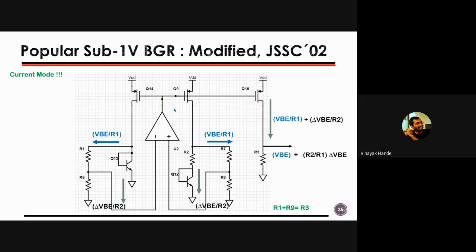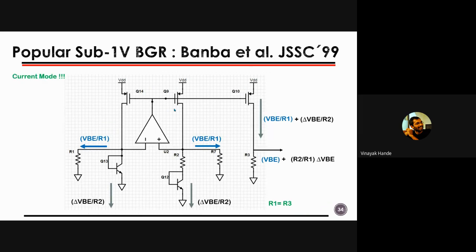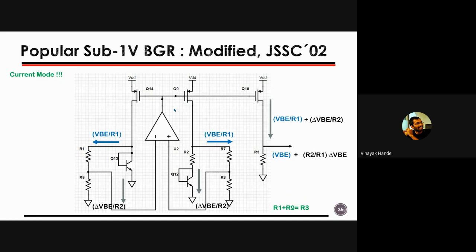Another thing is that Banba's architecture was modified further in JSSC 2002. What people have done is, you can see the difference here. Banba has used an NMOS differential pair, right? So it has a limitation on the input common mode range. To avoid that limitation, this is Long's architecture.